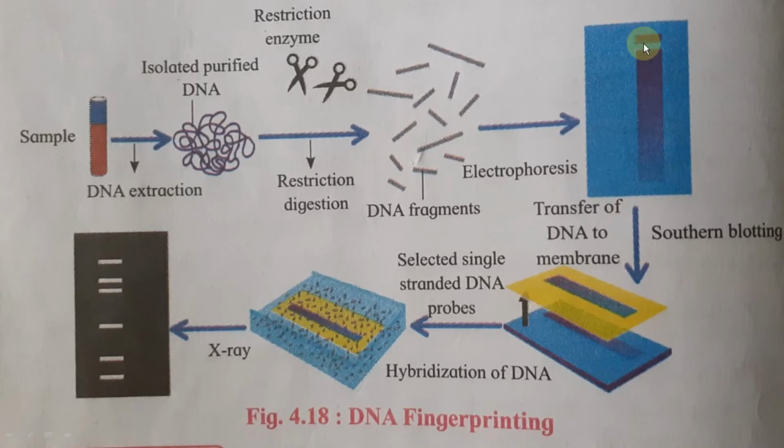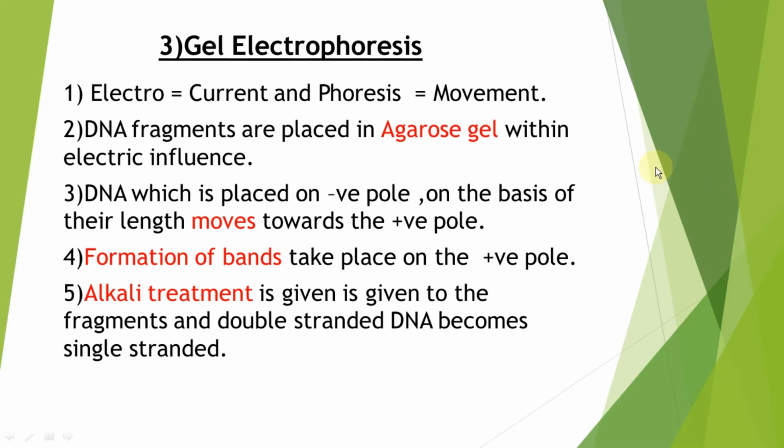See how the band formation is taking place. Smaller DNA will come here, and different bands will form. Then alkali treatment is given. The DNA strands are double stranded, so by giving this alkali treatment, double stranded DNA becomes single stranded.